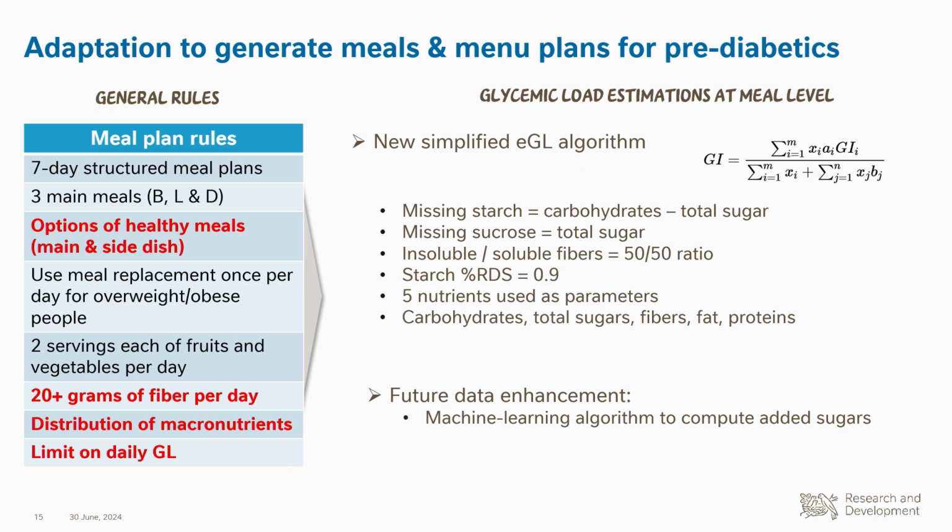The future enhancement is really also to use AI to estimate the total sugars, because we now know that using this tool, by having the nutritional composition or the list of ingredients, can allow us to accurately predict the added sugars, which is often not declared.